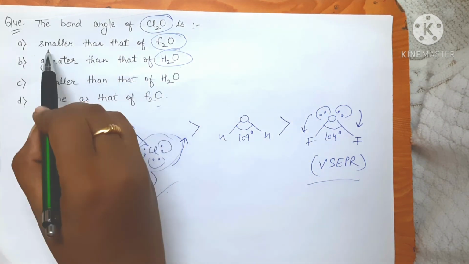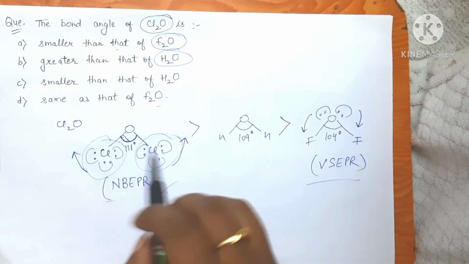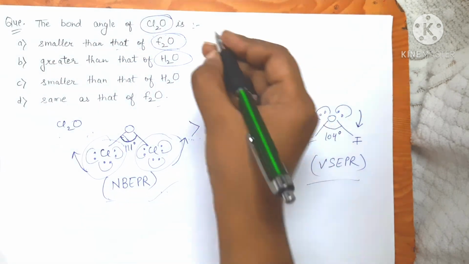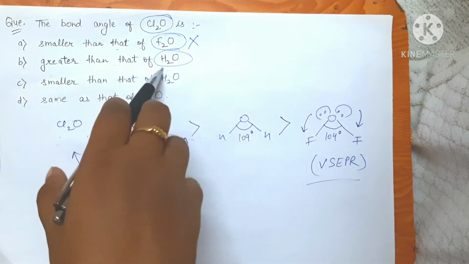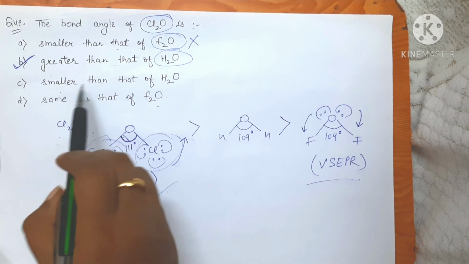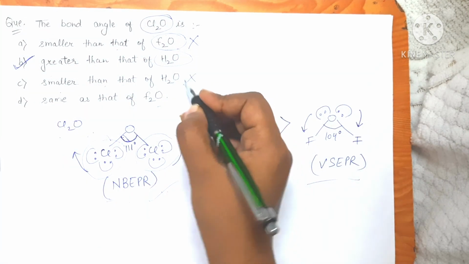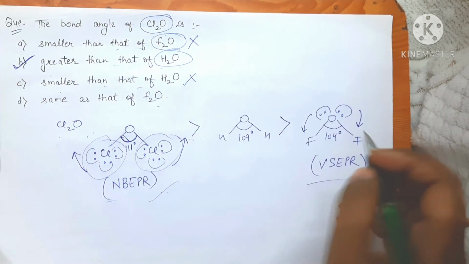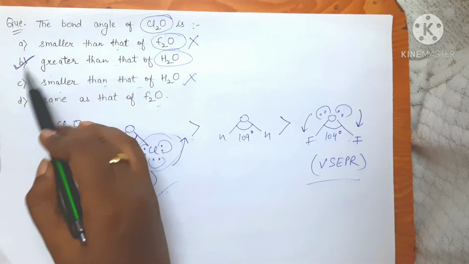So the first option says that the bond angle of Cl2O is smaller than that of F2O. No, Cl2O has the highest bond angle. On comparison we have found that, so this is definitely not the answer. The bond angle of Cl2O is greater than that of H2O. Yes, this option is correct. The next option is smaller than that of H2O. No, this option is incorrect because the bond angle is greater, right? Same as that of F2O, definitely no, because F2O has the least bond angle. So the correct option is option B.